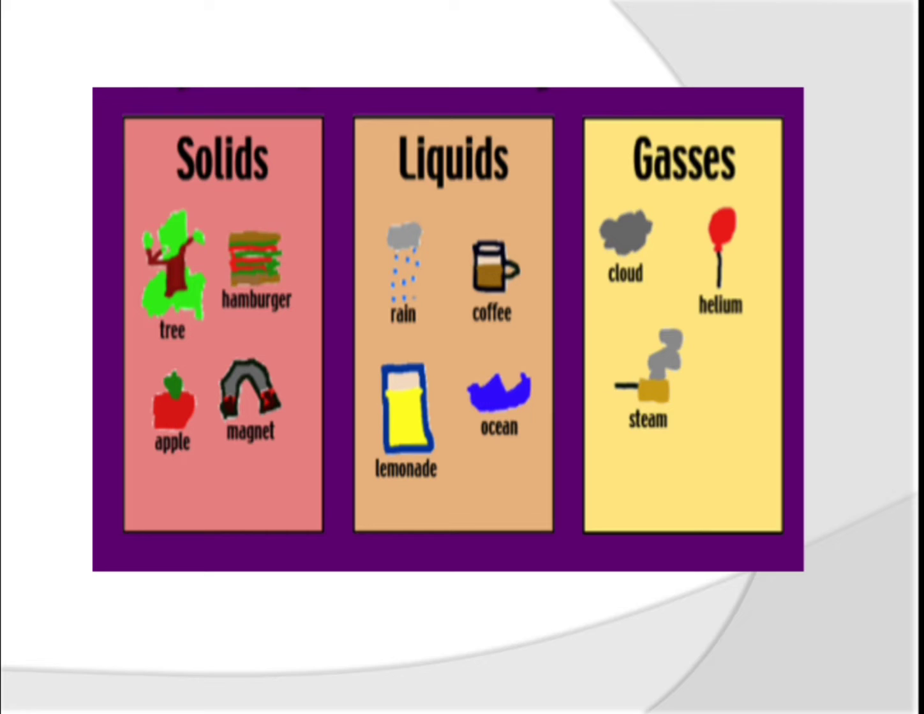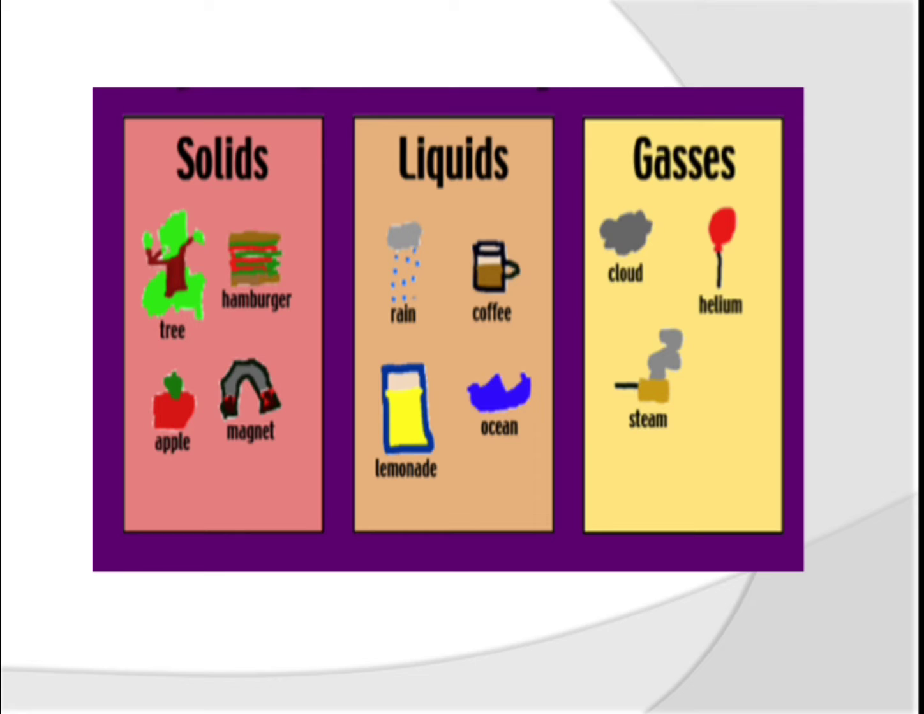And gases are nothing but the air. For example, helium gas, cloud, air inside the balloon, candle fume, steam. When you are heating something, after it boils, the water vapor comes out. That steam or the water vapor is in the gaseous form. So these are the different materials that we can see in our surroundings.